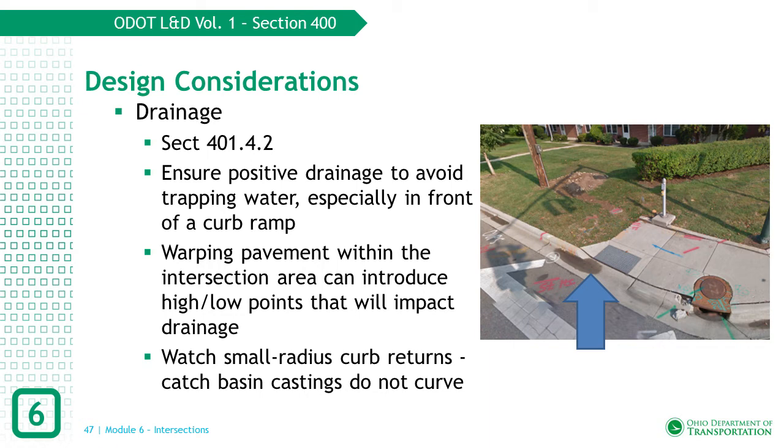It is possible to warp the pavement around the radius return to achieve positive drainage. This warping can push the drainage flow entirely around the radius return or can create high or low points to move water in specific directions. When identifying drainage patterns and placing basins in low point, be sure to avoid placing a low point within a radius return on a small radius. Catch basin castings do not curve and cannot be placed within smaller corner radii.